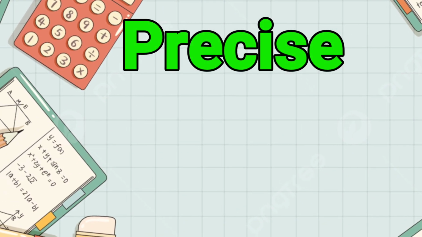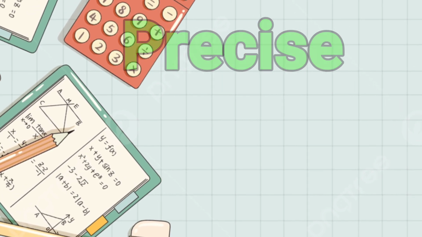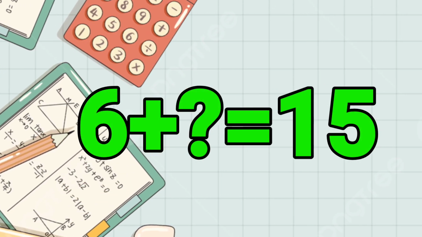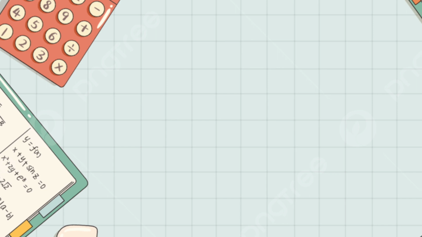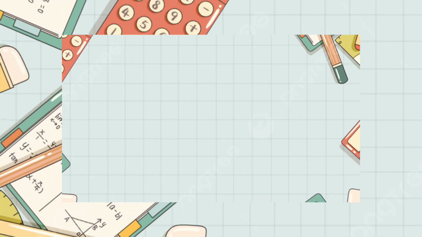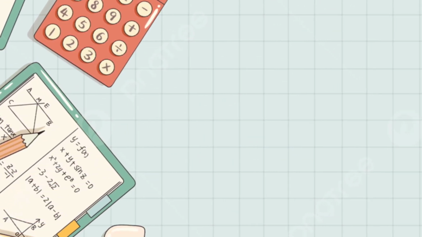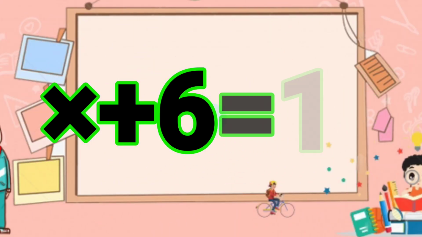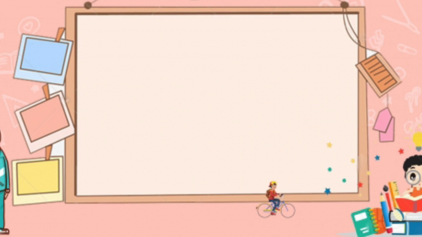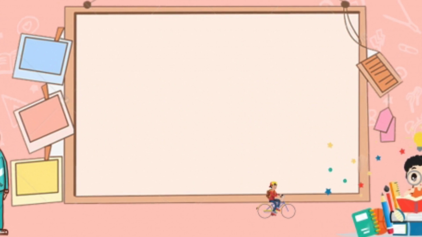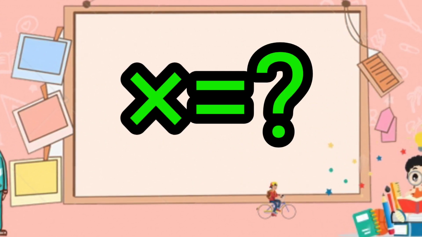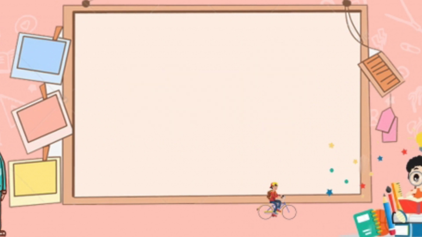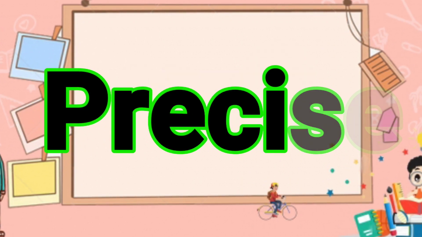First property is precise. So for example, anong number ang kapag dinagdag mo sa 6 ay possible na maging 15? So instead of asking that question, ang gagamitin na lang nating equation ay ang x + 6 = 15. So, it's the same as saying what we can add to 6 to become 15. So, sa notation na ito, alam mo na agad na ang x yung hinahanapan ng value. So, that is what we can call precise.